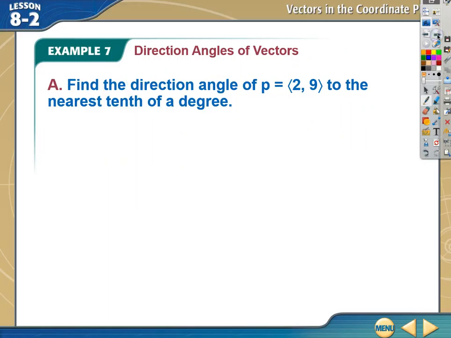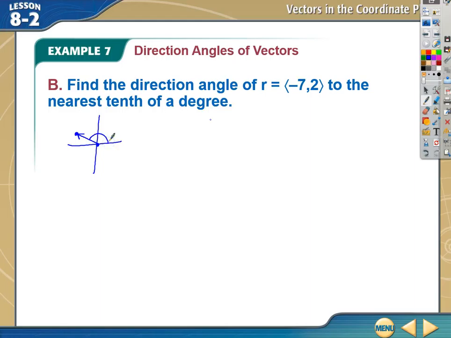What comes as a problem is this next one. Let's take a look at it. It says find the direction angle of vector r, negative 7, 2, to the nearest tenth of a degree. Again, I want to get myself set up and graph it out real fast. Negative 7, 2, here I am right there. That's about it right there. There's my little vector. And again, what I'm looking for is this angle here.